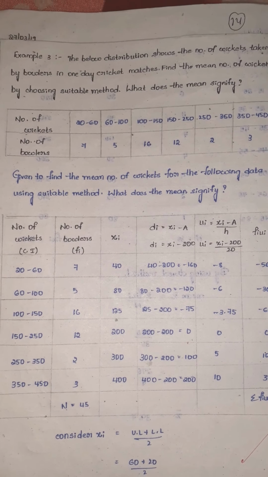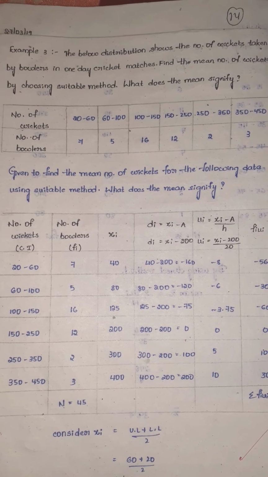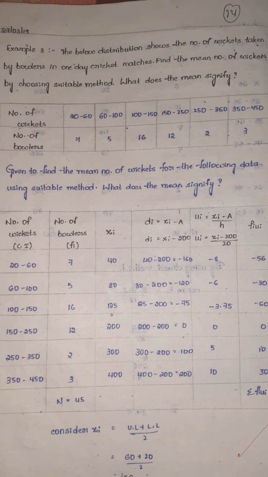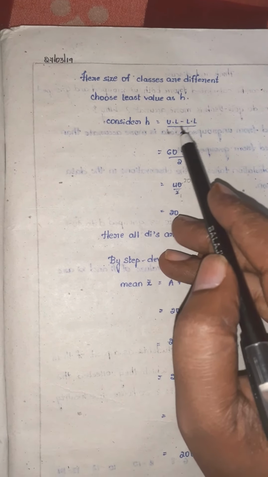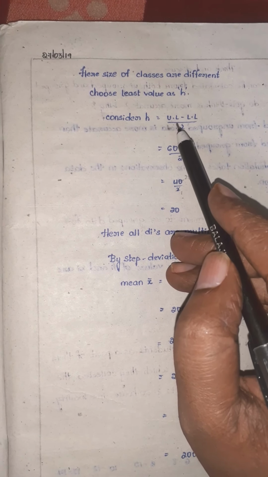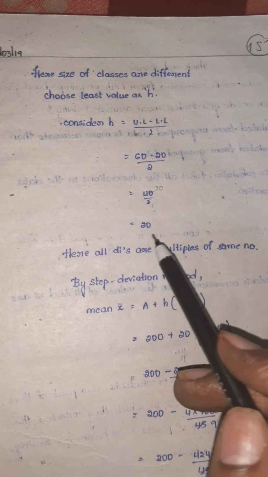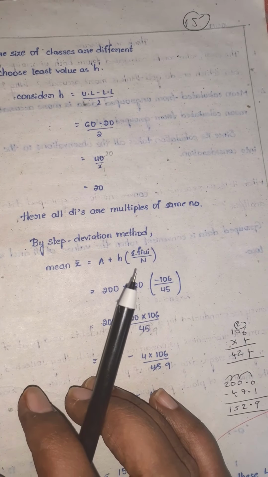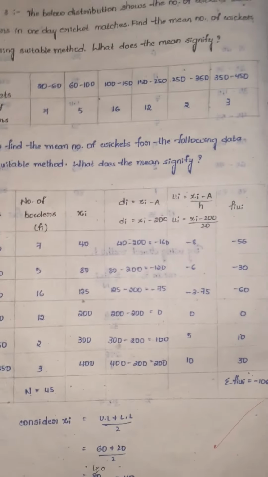So here, how can you choose? If you are calculating your size, what is the formula I have told? Your sizes of classes are different. Choose the least value as h. So consider h, when sizes are different, use the formula upper limit minus lower limit by 2. What is upper limit? 60 minus 20, 60 minus 20 is 40. 40 by 2 is how much? 20. So they all are multiples of 20. All di's are multiples of the same number, so we have not calculated di value.